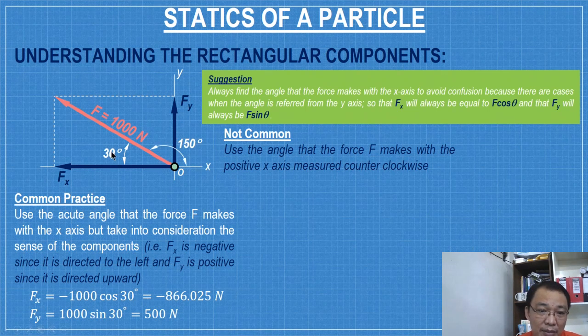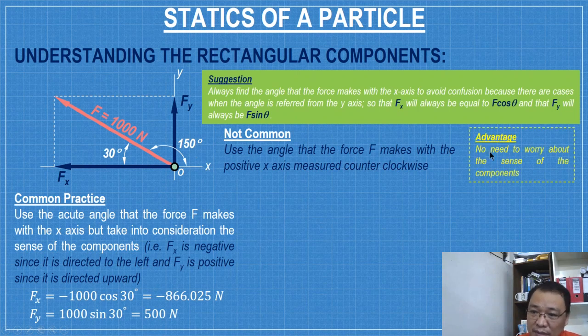Yeah? 180 minus 30. Or, if the given angle is referred from the y-axis, like 60, okay lang. That's 90 plus 60, 150. Okay, by doing this, the advantage is this. No need to worry about the sense of the components. Di na ka mag-worry whether positive ba ang Fx or negative as well as Fy.